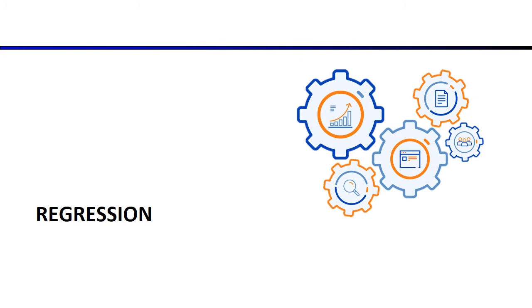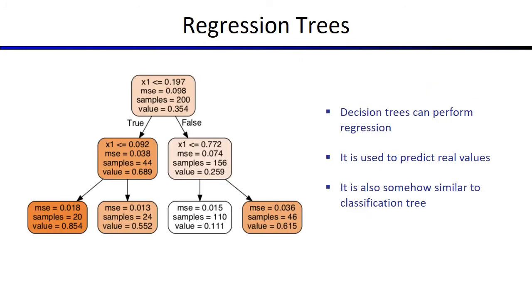Moving to regression trees. In general, decision trees are also capable of performing regression tasks. So what is regression? Regression is a problem of predicting a real valued label, often called a target, given an unlabeled example. A regression learning algorithm takes a collection of labeled examples as inputs and produces a model that can take an unlabeled example as input and output a target.